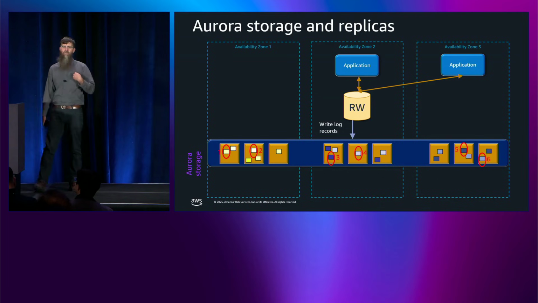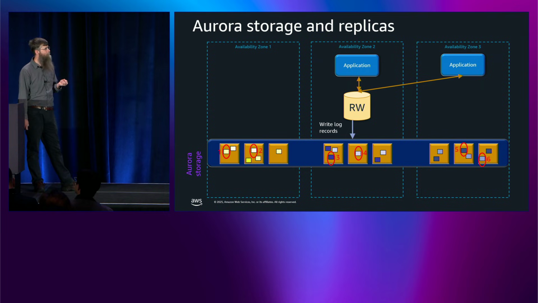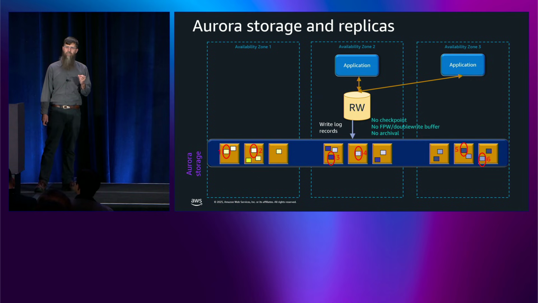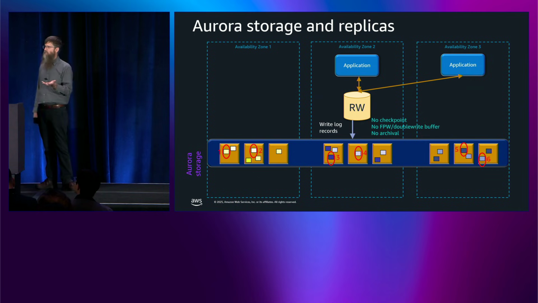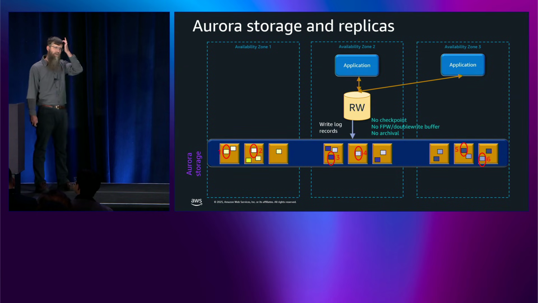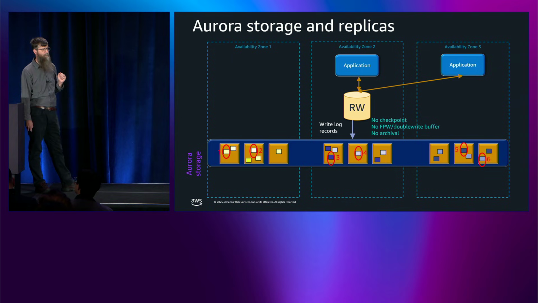And that storage, what are we writing to that? We're writing log records, database log records. So they're the instructions to change a piece of data that a database would normally write. And the special part about the storage is it understands how to turn those log records into database pages. So that means that there's no checkpoints like a traditional database. There's no full page writes, there's no double write buffers, there's no log archival. All those kind of problems that you'd normally hit with a traditional database, they don't happen here.